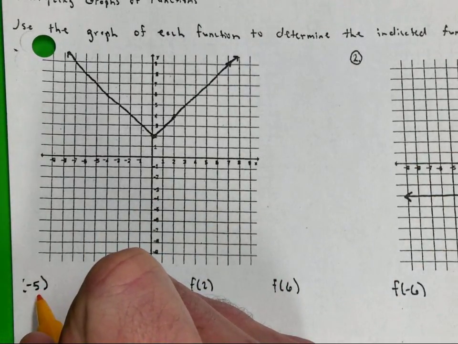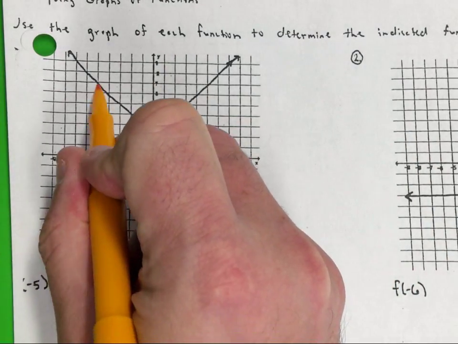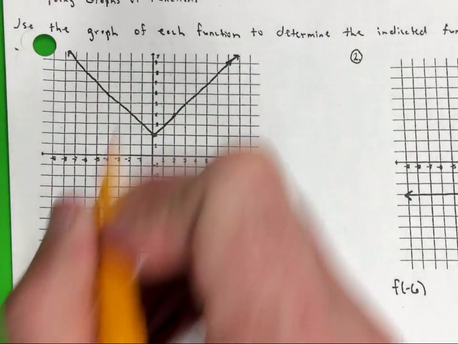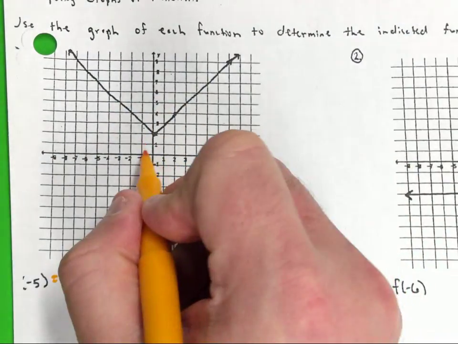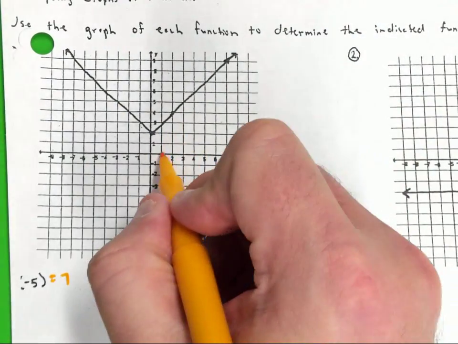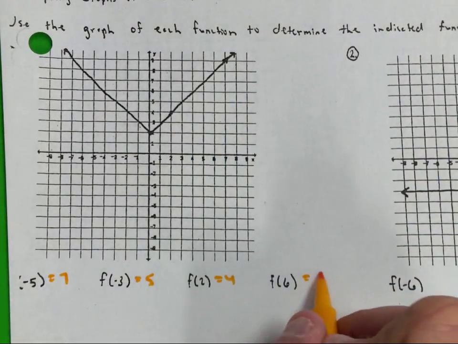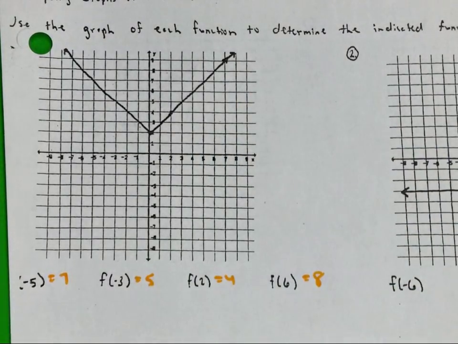F of negative 5 would be defined for what's the y value, the output value? 7. Very good. F of negative 3, class? 5. F of 2. F of 6. Very good. Don't you love those? I love looking at a graph.